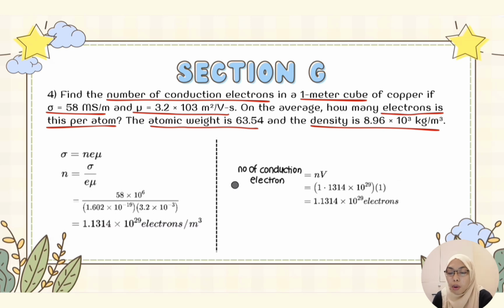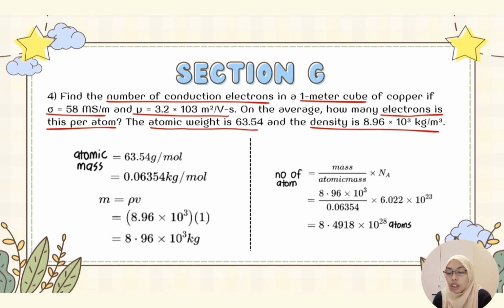Number of conduction electron is NV. V is the volume of the cube of copper. To find the volume cube of copper is V equal to 1 times 1 times 1, and we can get 1. So we can get 1.1314 times 10 to the power of 29 times with 1, and we can get number of conduction electrons is 1.1314 times 10 to the power of 29 electrons.